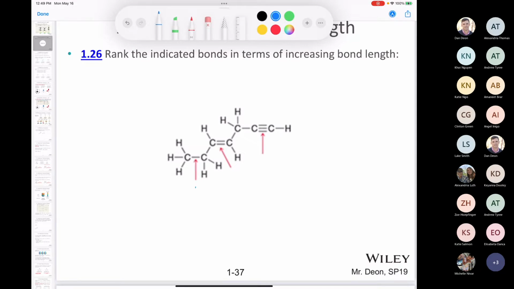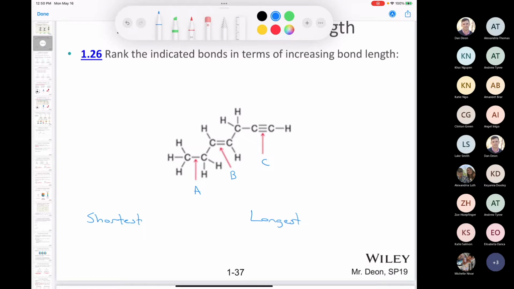So let's do, if I call this bond A, I call this B, and I call this one C, we'll put here shortest, and then we'll put over here longest. Could anybody tell me which one of these bonds, A, B, or C, would be the shortest bond? And again, it's not a trick question. Would never try to fool you.